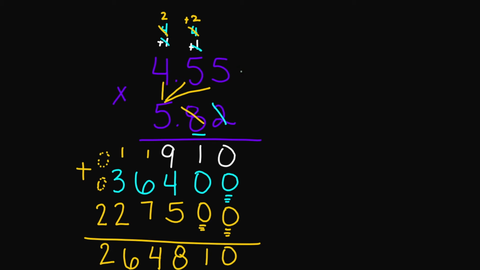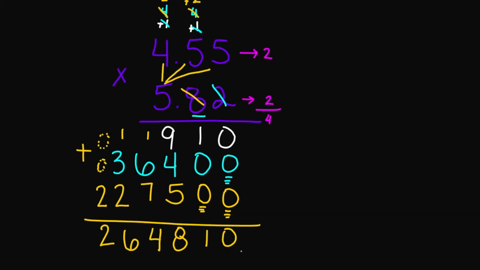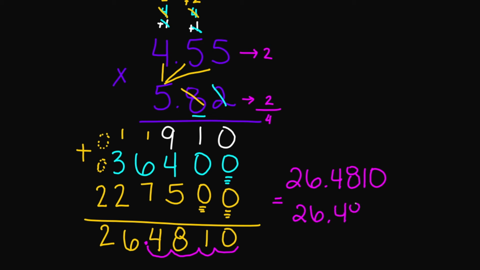Now I'm going to tally up my decimal places. So this is 2 decimal places here. This is also 2 here. So the total decimal places that I'm going to move in my final answer is going to be 4. So we're going to start from here. 1, 2, 3, and 4, which is right here. So your final answer is going to be 26.4810. You can also write 26.481, and you can leave out the 0 if you want.